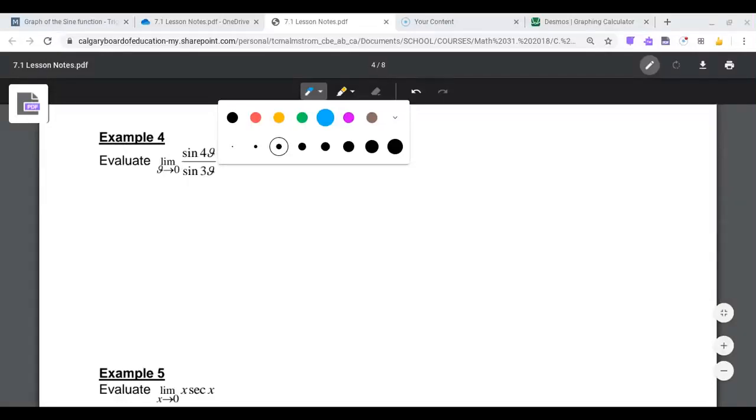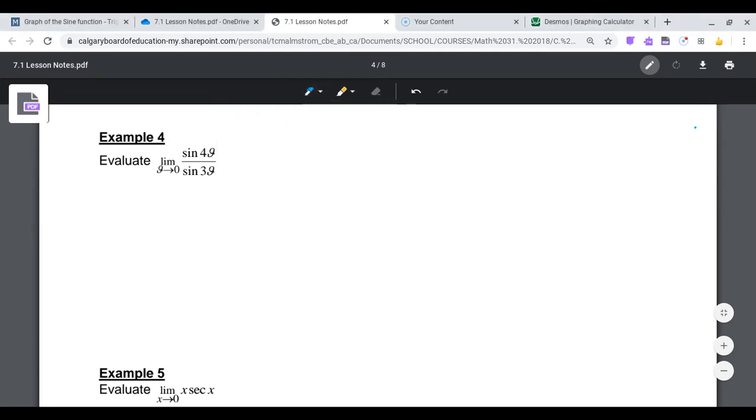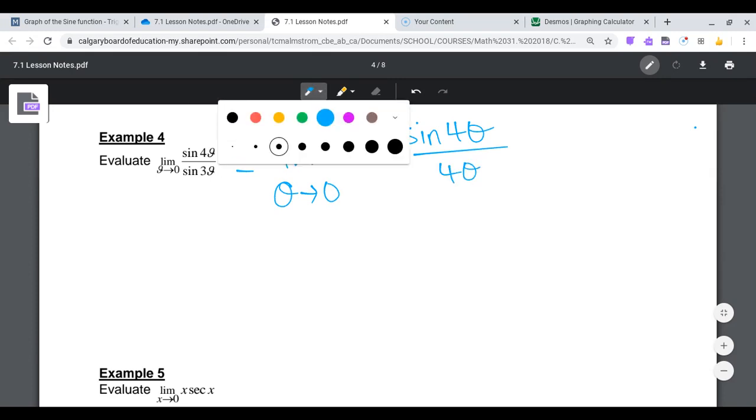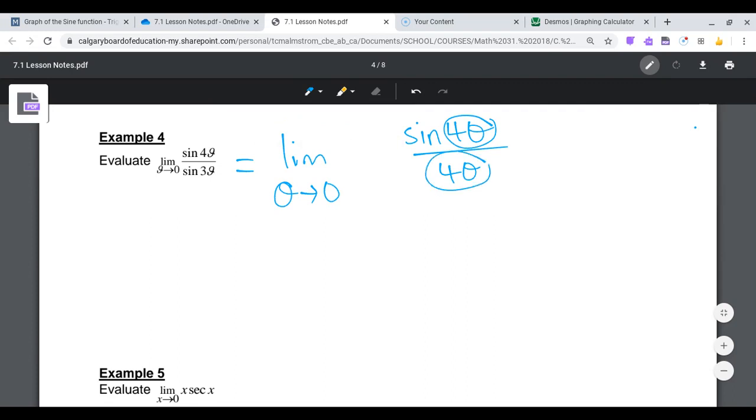Okay, example 4. In this case, I see that I have a sine expression on the top and on the bottom, so I'm going to work with these individually. I have the limit as theta goes to 0. In order to get the sine of 4 theta to match my fundamental trig limit, I'm going to need to divide by 4 theta to get both the argument and the denominator to match.